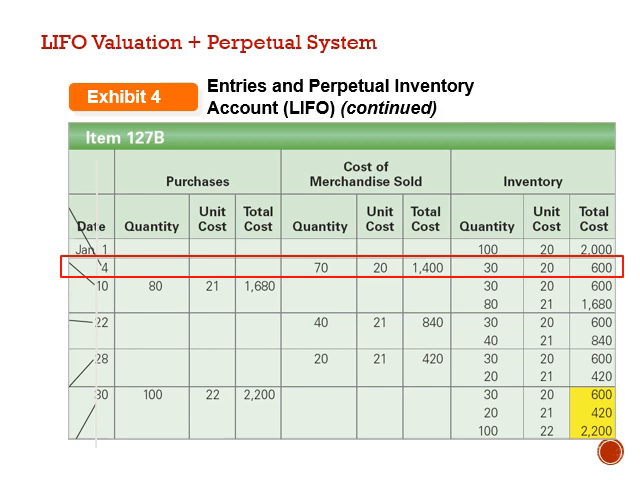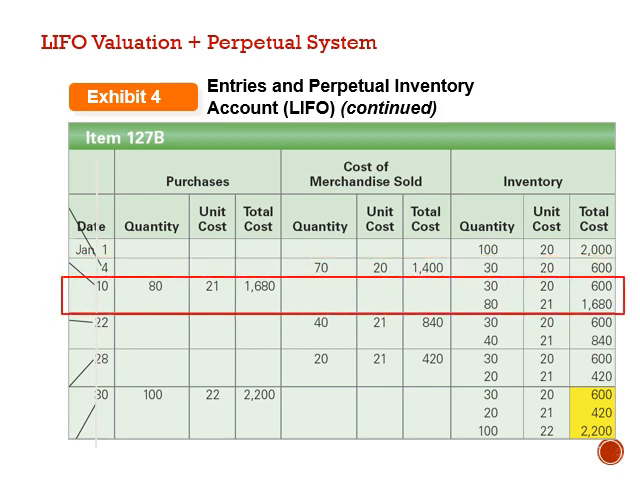On 10th January, there is a purchase of 80 units at $21 per unit. Therefore, at the end of the day, we have a total of 110 units of goods at a total cost of $2,280.